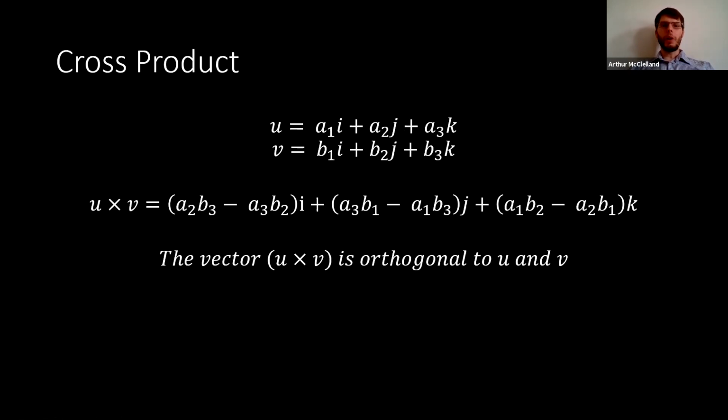And the vector u cross v is orthogonal to u and v. So if we need to generate a new vector that we know is orthogonal to two other vectors, then we can use the cross product and this automatically generates the third orthogonal vector. You can think of this, if you've taken electricity and magnetism, as the right-hand rule: u cross v, electric field cross magnetic field, is the direction.